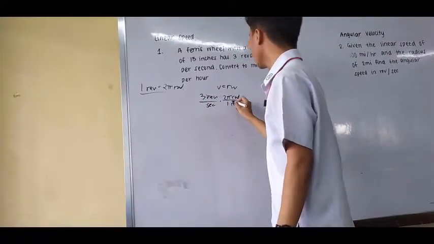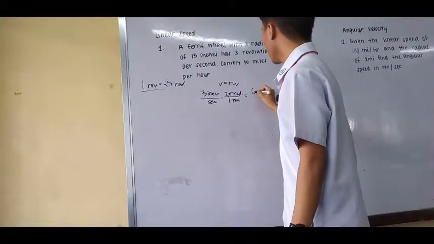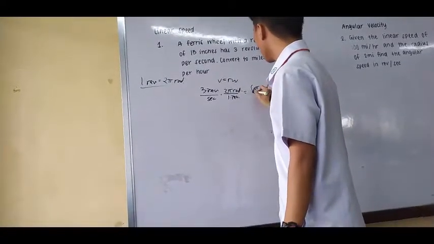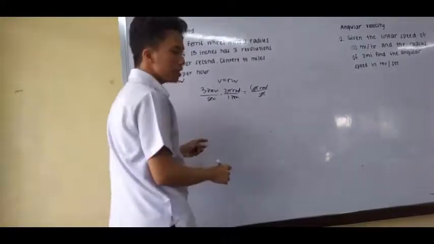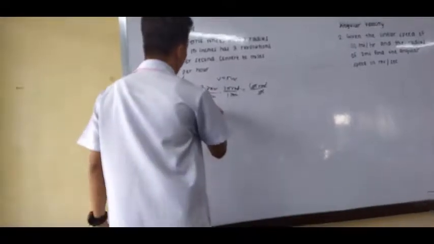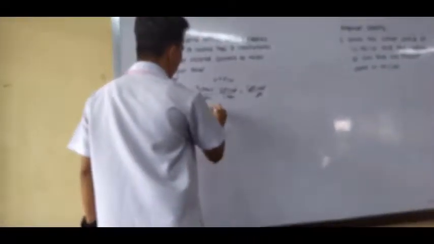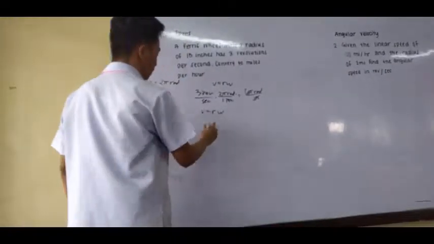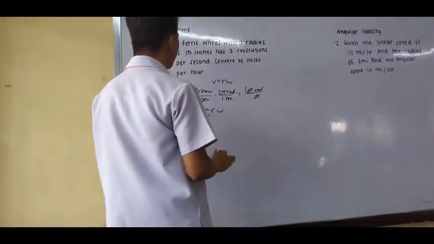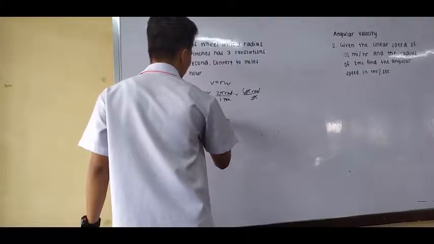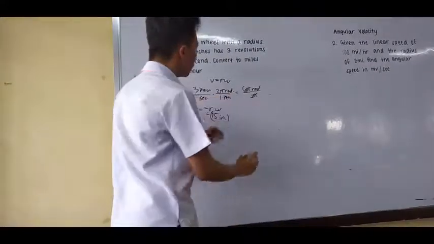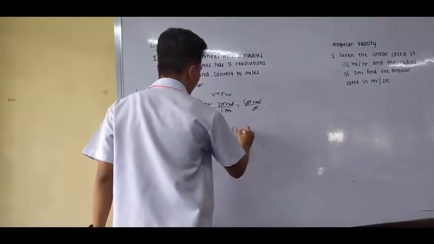So, now we can cancel it. So, we arrive at 6 pi radians per second. Now, we will use this as our angular velocity. Then, let's make use of the given formula, which is linear speed is equal to the radius times omega. We substitute the given value, so we have here 15 inches, and we have the angular velocity of 6 pi radians per second.